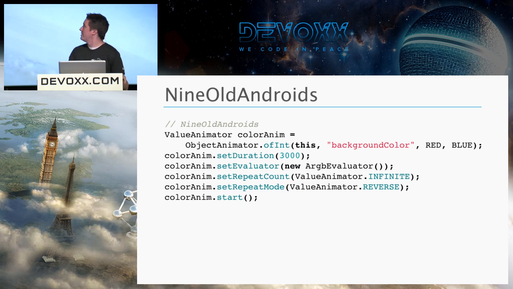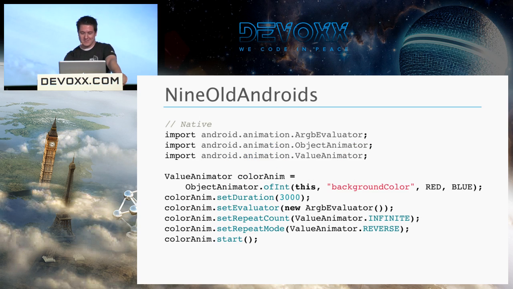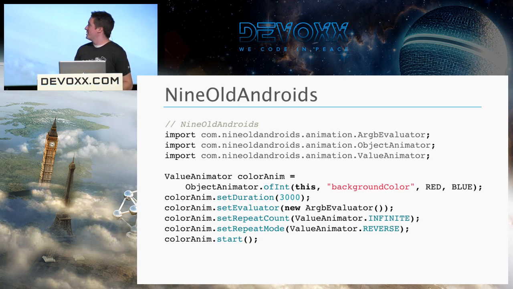So this is the old one, and this is the new one. Did anyone notice anything change? It's because it didn't. So here's what the imports are now. Importing the animation package, and now with Nine Old Androids. This API is exactly the same.